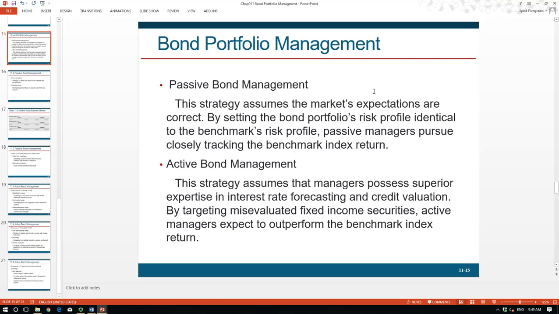And the second strategy is active bond management. Here, money managers believe that the market is not completely efficient, and the bond price can be undervalued or overvalued. This strategy assumes that the managers have superior expertise in forecasting interest rate risk and credit valuation. They can always find mispriced bonds due to different interest rate forecasts and forecasts on the credit conditions of a typical bond. So what they need to do is look at those misvalued fixed income securities and build a portfolio that contains either undervalued or overvalued bonds. Their goal is to outperform the benchmark index return.